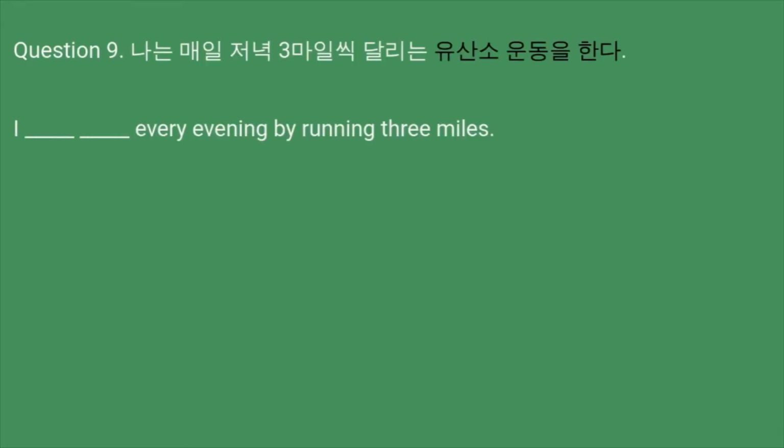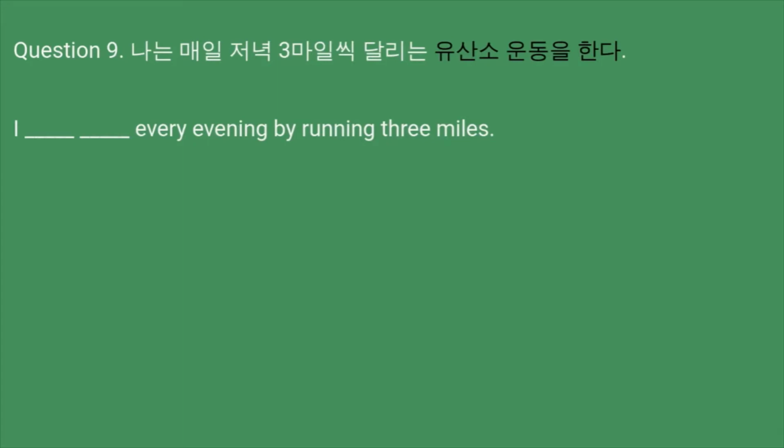Okay, so let's look at question 9. So we can see the English sentence, we've got "I something something every evening by running 3 miles." Okay, so if we look over at the Korean sentence on the left, we can see "every evening by running 3 miles." That's the first part of the Korean sentence you got there.